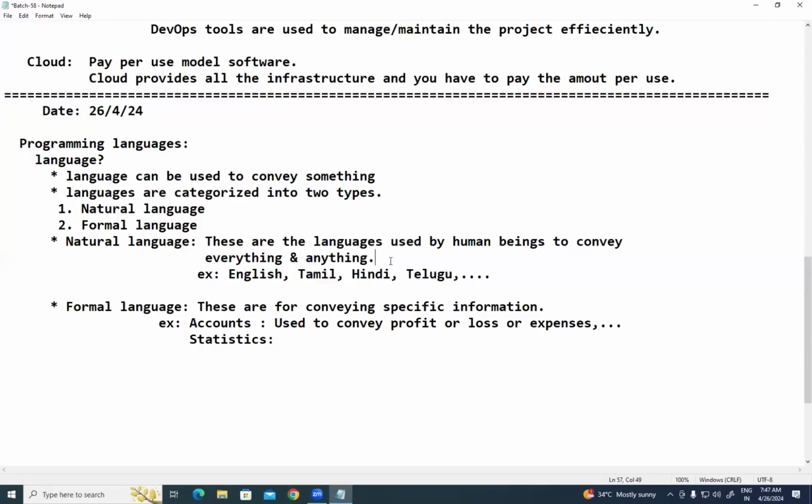Yesterday I attended the session. That is past. Today I am attending the session. This is present. Tomorrow I will attend the session. This is future. So in a natural language we can convey past things, present things, and future things. Everything. Folks, am I clear so far?